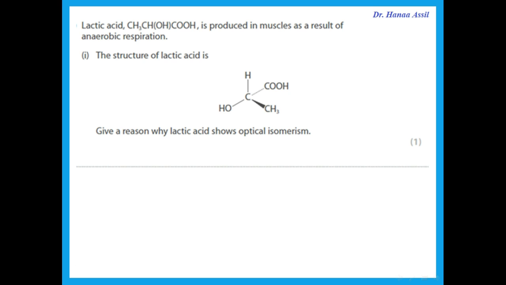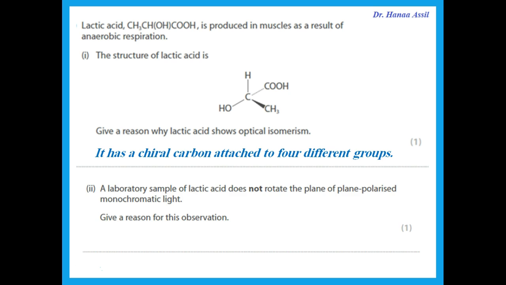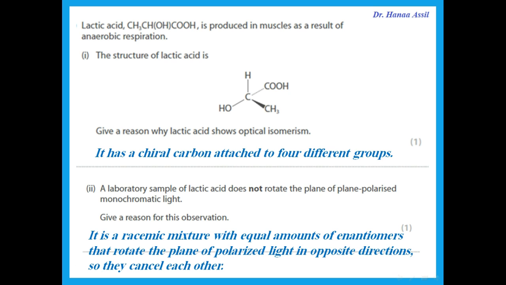Lactic acid is produced in muscles as a result of anaerobic respiration. Give a reason why lactic acid shows optical isomerism. Again, optical isomerism because it has a chiral carbon attached to 4 different groups. A laboratory sample of lactic acid does not rotate the plane. Of course, if we have optical isomers, each of them should rotate the plane of polarized light. But if I have a sample of lactic acid that does not rotate the plane of polarized light, what does that mean? It means I have a racemic mixture. Do you remember what a racemic mixture was? It's equal amounts of the 2 enantiomers.